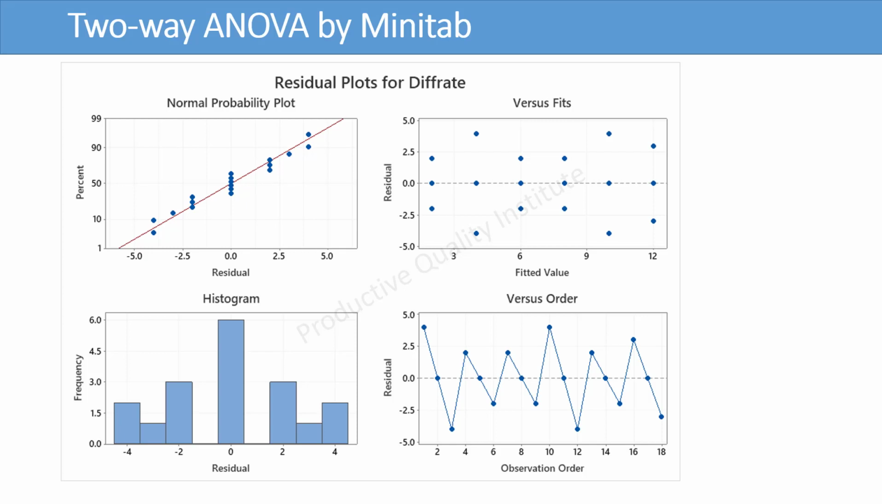Use the normal probability plot of residuals to verify the assumption that the residuals are normally distributed. The normal probability plot of the residuals should approximately follow a straight line.